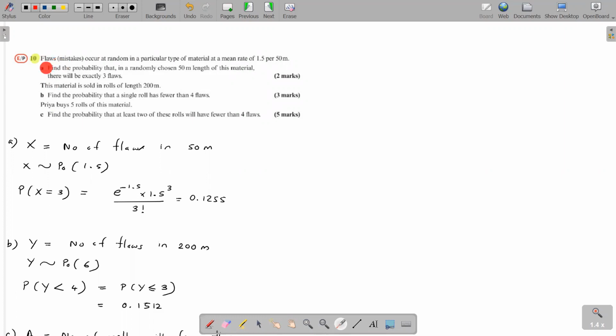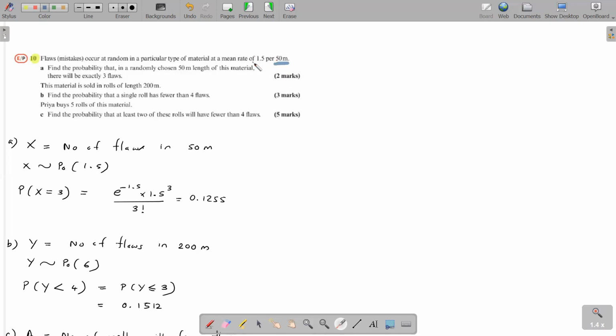Flaws or mistakes occur at random in a particular type of material at a mean rate of 1.5 per 50 meters. So can you see the interval? The interval is 50 meters. So every 50 meters, the flaws are occurring. You have 1.5 flaws. If it's 100 meters, then it's 1.5 times 2, right? So basically here the rate is given to you per 50 meters. Every 50 meters, you have 1.5 flaws.